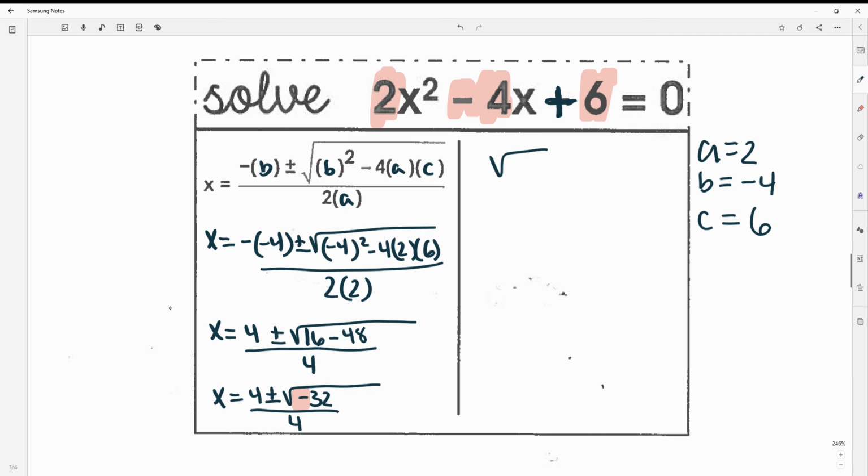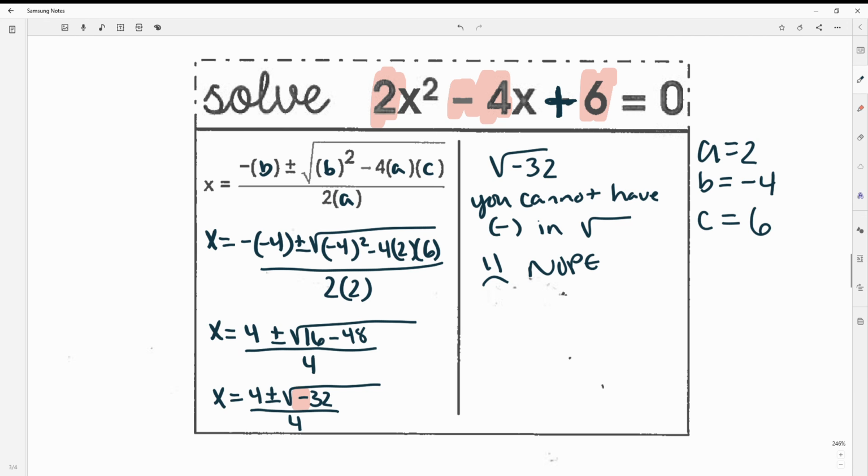Okay, I'm going to put that back. You cannot have a negative in the radical. It doesn't work. Okay, so when this stuff happens, that means that we have no solution.